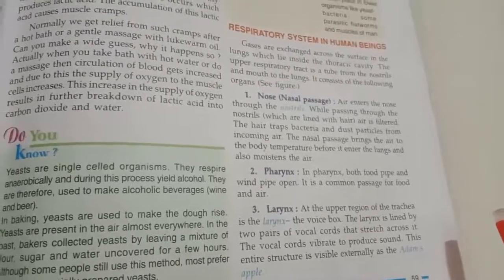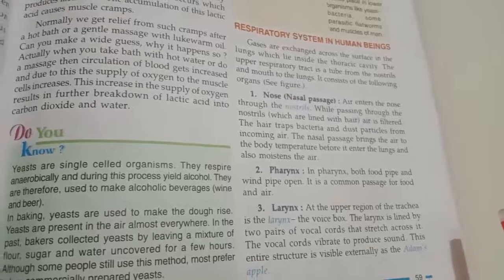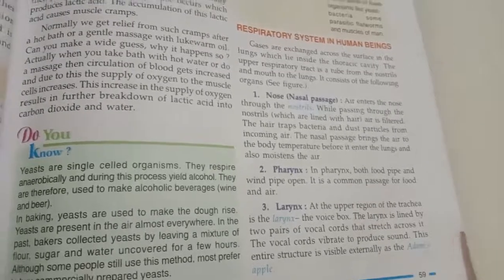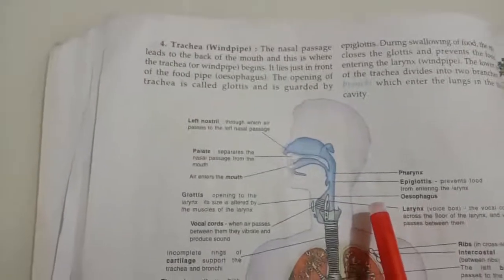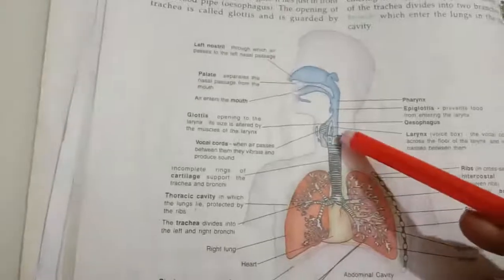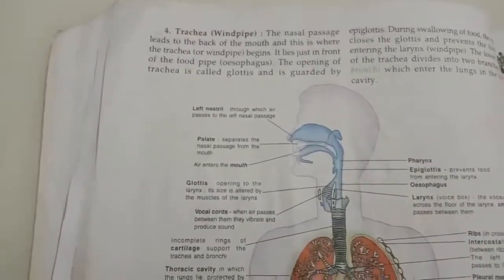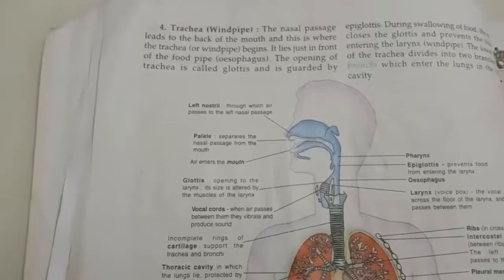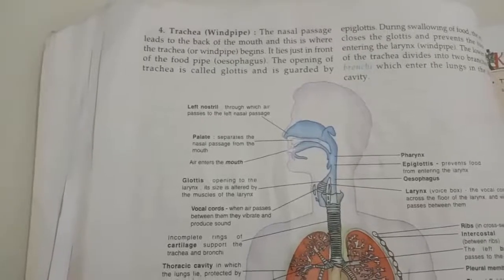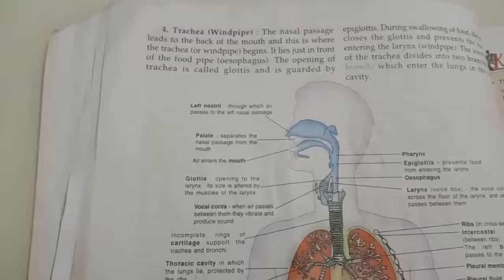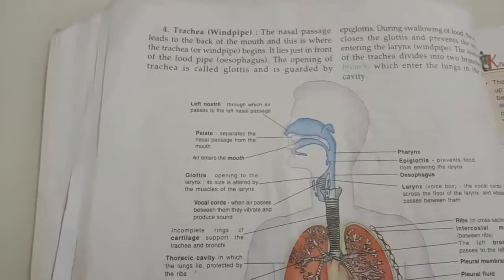So in the larynx part, vocal cords are present, which actually produce the sounds. That's why the larynx is also known as the voice box. Now after the larynx, the part that is known as the trachea or windpipe. The nasal passage leads to the back of the mouth, and this is where the trachea or windpipe begins. It lies just in front of the food pipe or esophagus.